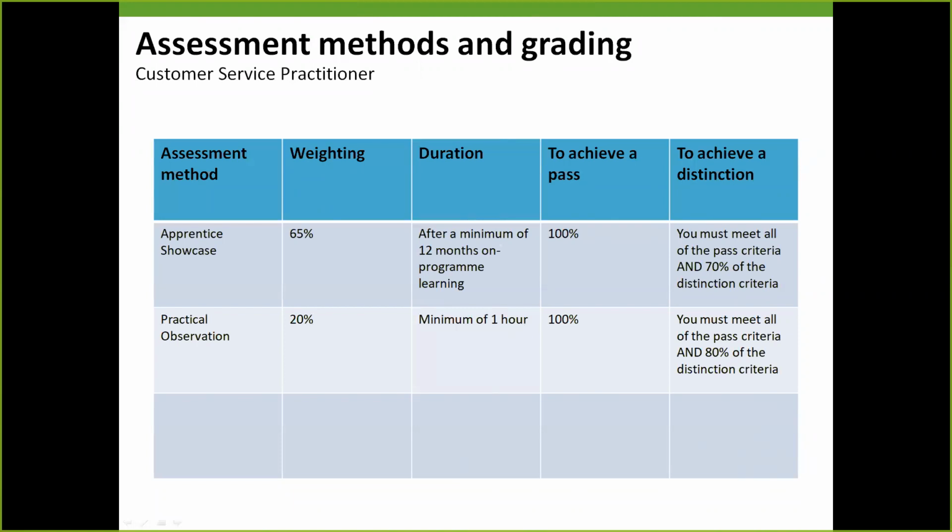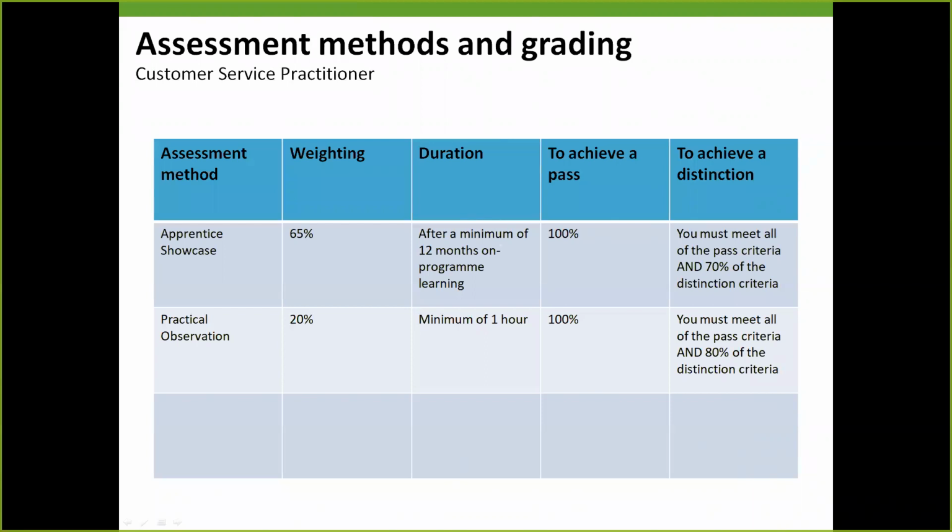We then work through to practical observation. This is our second assessment method. It's worth 20% of the weighting. It's a minimum of 1 hour observation. So there's a key point there, I think: minimum of 1 hour. You could ask your endpoint assessment organisation if they have applied a maximum to that, so that you can work within your boundaries when you're preparing your learner. Again, it's 100% of all pass criteria.